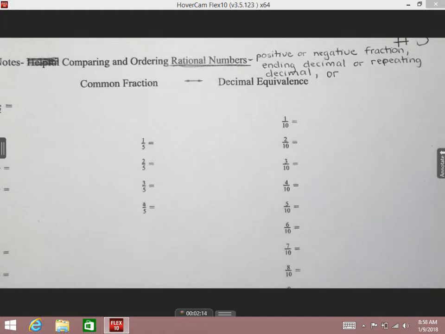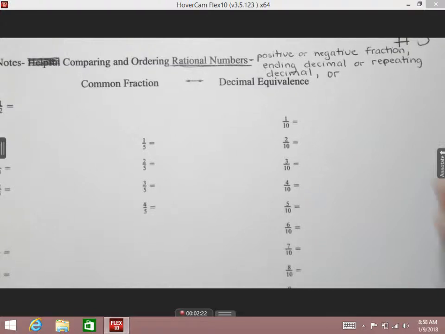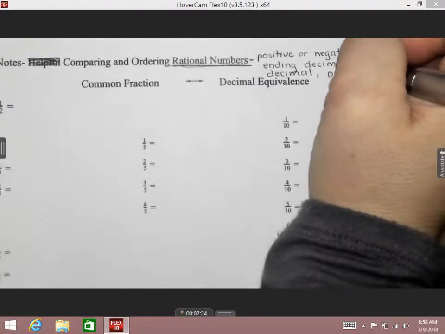Can I write whole numbers as fractions? What can I do to write the number 5 as a fraction? Anyone remember? Put it over 1. So because whole numbers can also be written as fractions, you also have whole numbers here.